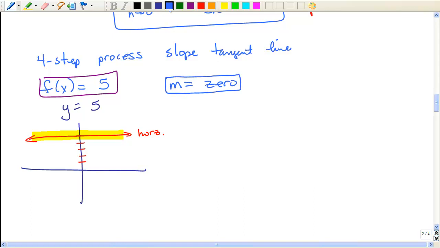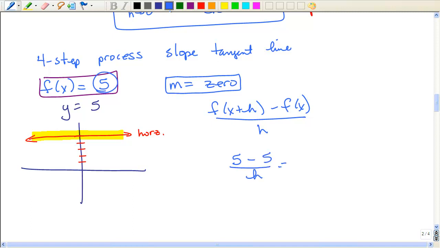Right? But if we were to go through this definition of f of x plus h minus f of x over h, and then we would take the limit. Well, let's see, what would that be? If you notice, f of x is 5. There is no x to put in there, so the numerator would just be 5 minus 5 over h, which is again going to be 0. So I don't think a 4-step process is really necessary. If you know that it is a 0 slope, write that down.